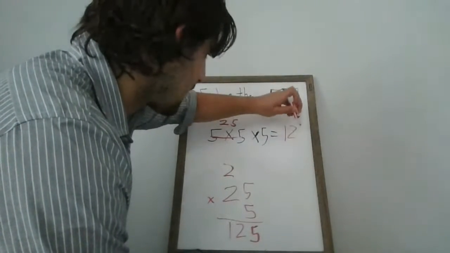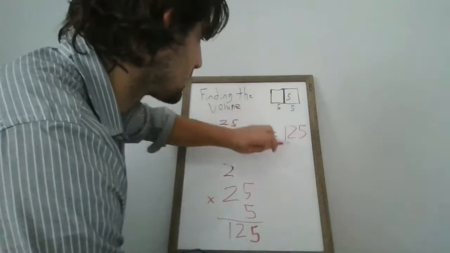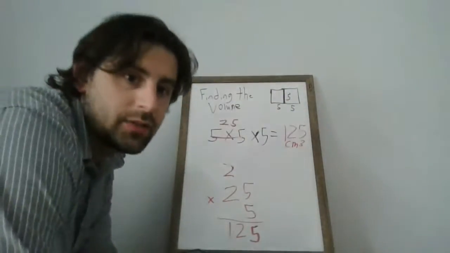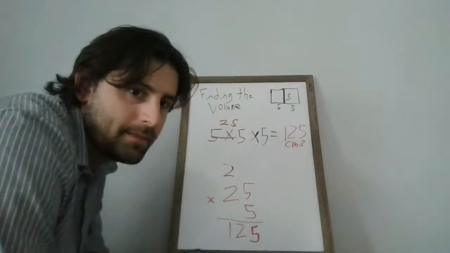So 5 times 5 times 5. There we go. We have our answer. 125 centimeters cubed. That is our answer.